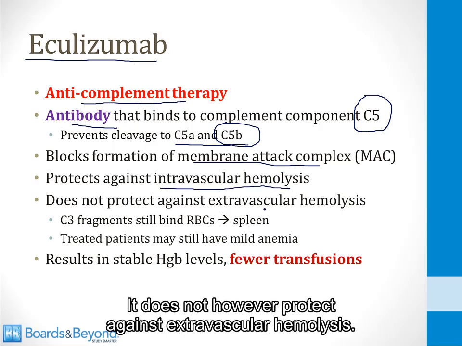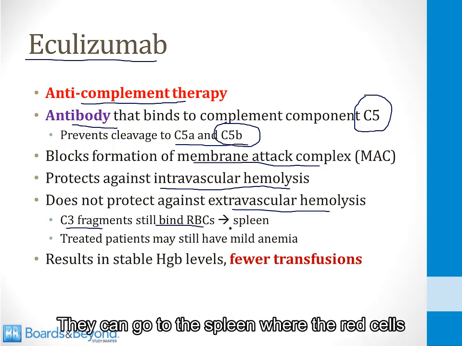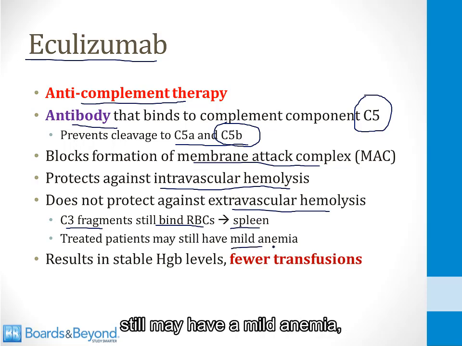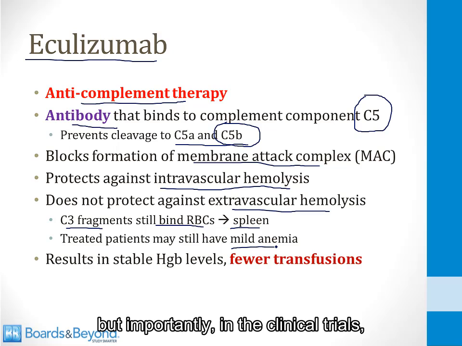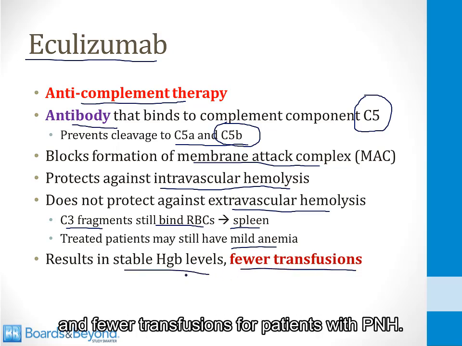So this antibody will protect against intravascular hemolysis by the complement system. It does not, however, protect against extravascular hemolysis. C3 fragments can still form and bind to the red blood cell surface. They can go to the spleen where the red cells can be phagocytosed. So treated patients still may have a mild anemia, but importantly, in the clinical trials, it's resulted in stable hemoglobin levels and fewer transfusions for patients with PNH.